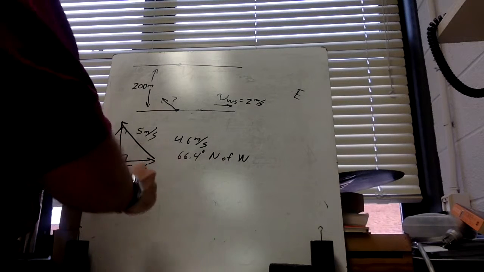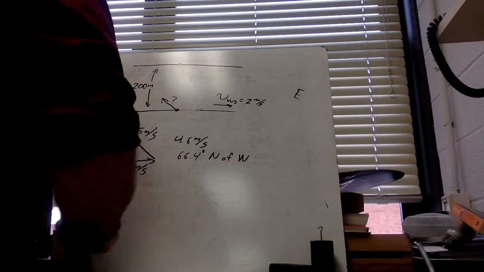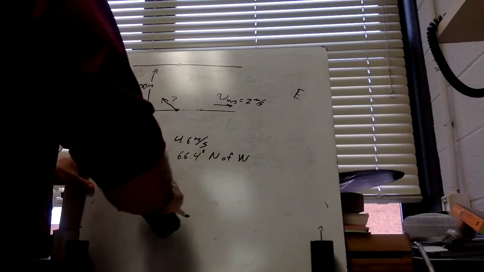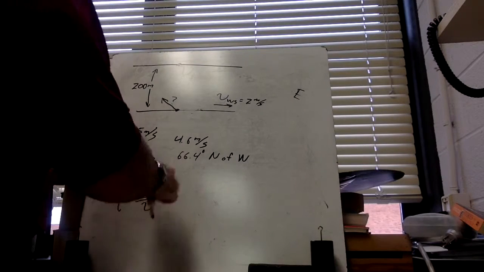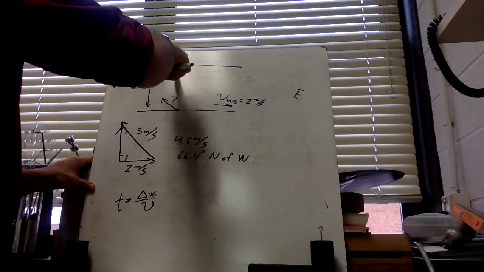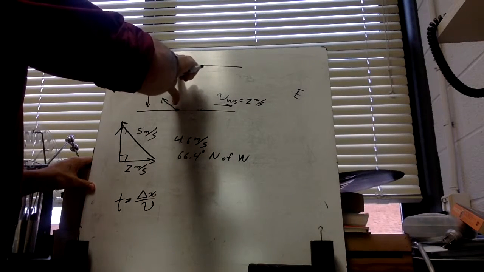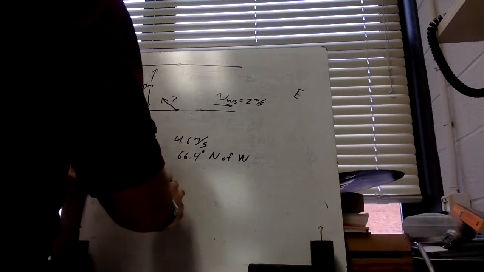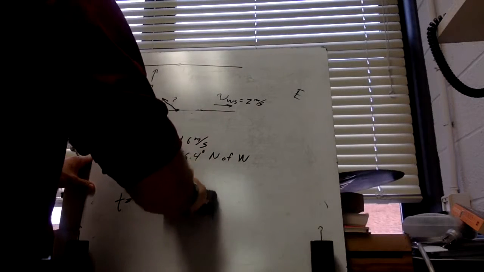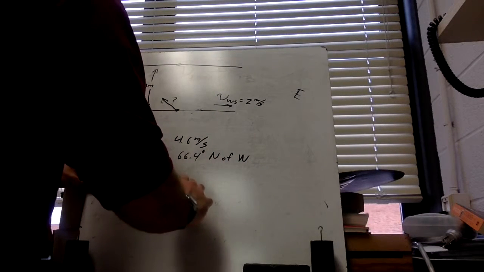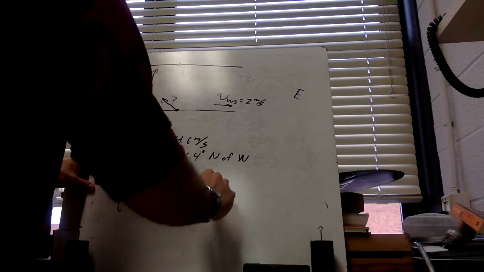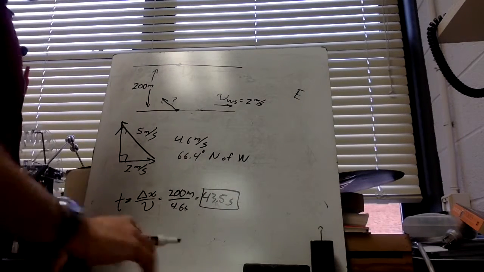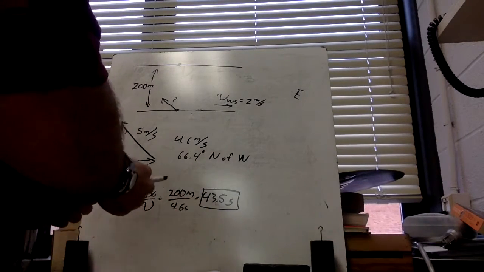So for part 2, the time, same thing, is going to be this distance divided by the velocity. Now, what velocity are we talking about? Well, we're going straight across this way, and so that's the distance, 200 meters. So we're going to be using this velocity, the one that's just pointing in that direction. So 4.6, nope, sorry, this is 200. And that gives me 43.5 seconds.